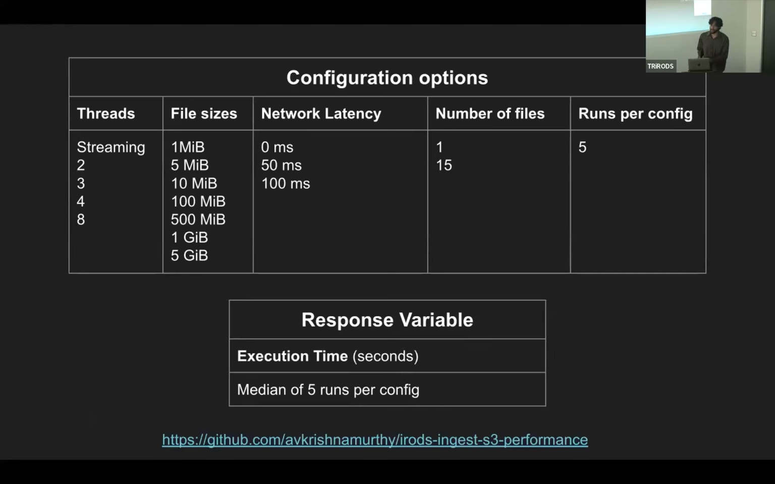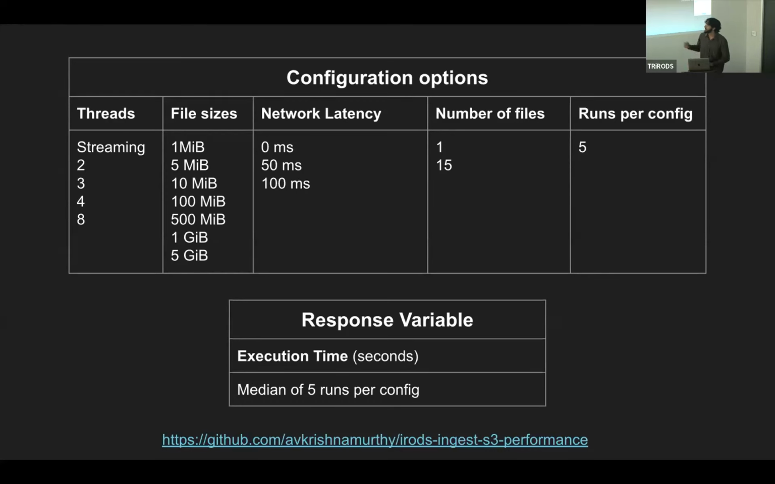My independent variables were the number of threads, so I did streaming and then 2, 3, 4, and 8 threads. And then the file sizes: I chose a pretty wide variety, some smaller files and some larger files, to show that the streaming solution still has some value for smaller files, but for the larger files, we're going to want to use the multi-threaded solution.